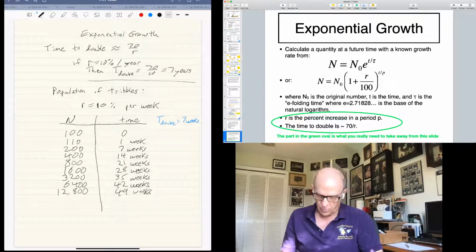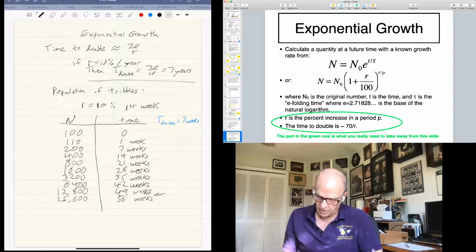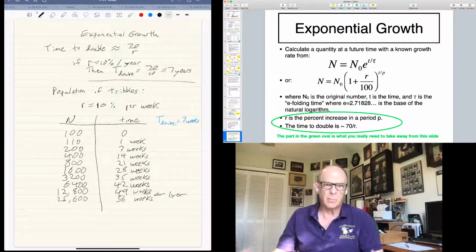And if I wanted to say, okay, what is it in a year exactly? Well, 49 plus 7 is 56 weeks. 12,800 doubled is 25,600. So a year is somewhere in between there. And so the number of tribbles after exactly 1 year is going to be somewhere between 13,000 and 25,000. And that's a big uncertainty, but we can at least get a kind of ballpark picture there.